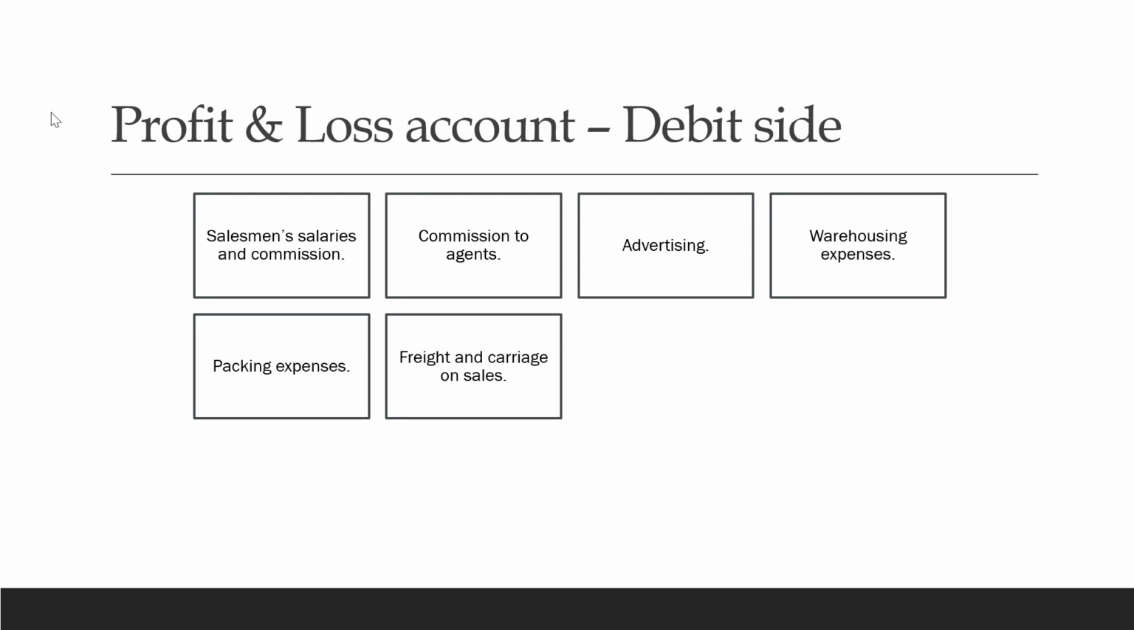Like I'm just asking. No, it's written freight and carriage on sales. So it means outwards. Outward is a word which is used in the textbooks, just to make the student understand what this is. Otherwise, in real life, we say freight and carriage. When we say that and we show it in a profit and loss account, that means it is on sales.